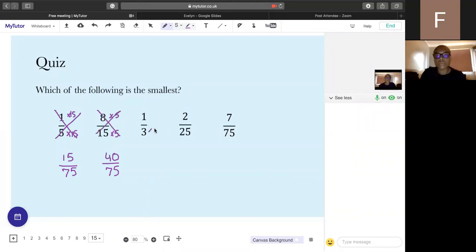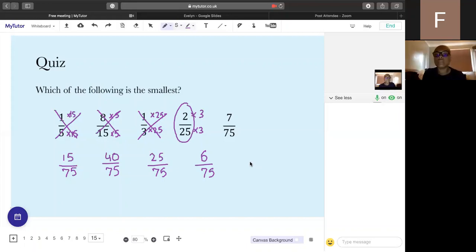Next one, to get to 75 from 3, you multiply by 25. So now you have 25 over 75. Now this again is bigger than 7 over 75, so this also isn't going to be the smallest. And then the last one that we compare with our 7 over 75 is 2 over 25. Now we can times 25 by 3 to get to 75. So we've got 6 over 75. Now this is smaller than 7 over 75, so this would be our answer.